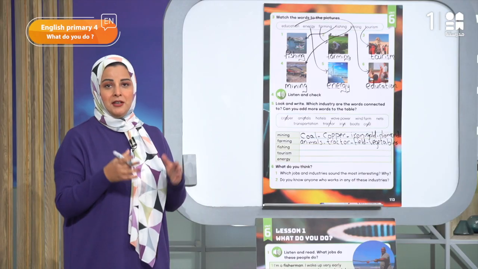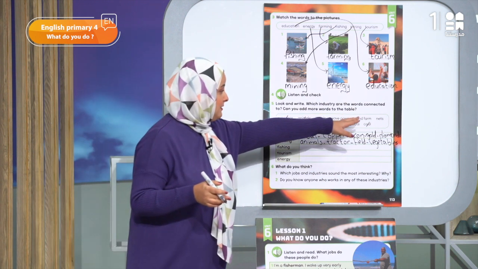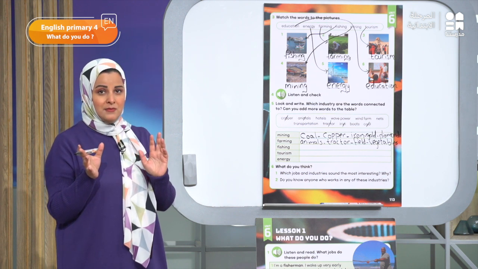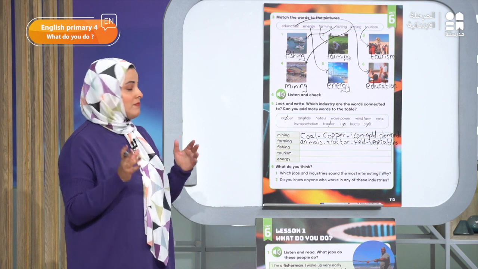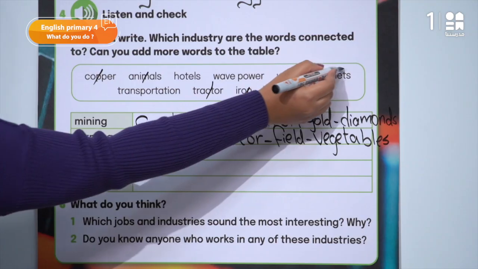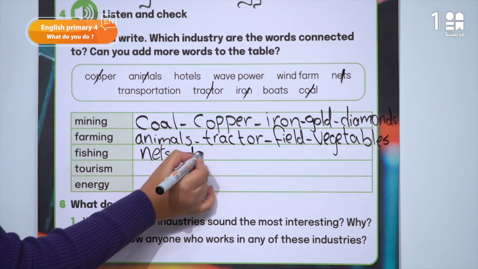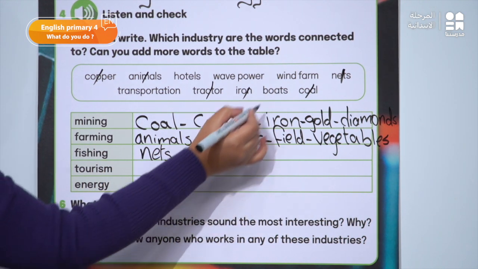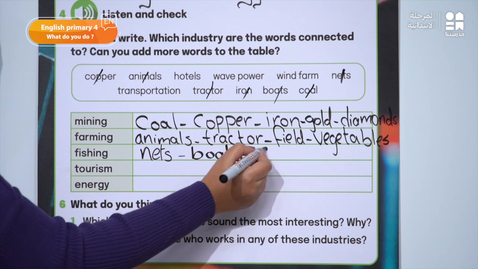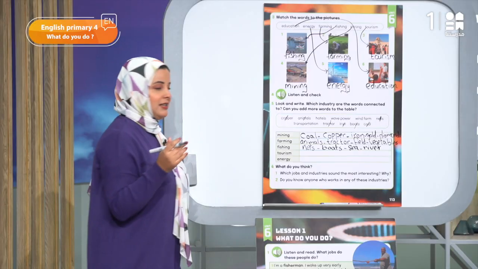Let's look at fishing. Which words here are related to fishing? خلي بالنا كلمة nets هنا معناها الشبك اللي بيستخدمه الصيادين، مش معناها الإنترنت. So what do you think? Very good. Nets. So nets. Also, we have boats. We can add also sea or river. Sea, river. All these words are related to fishing.